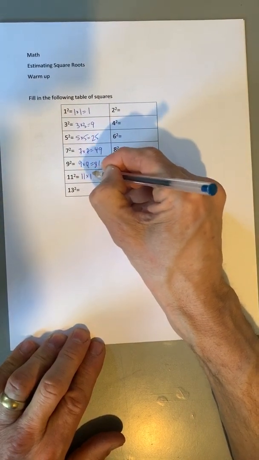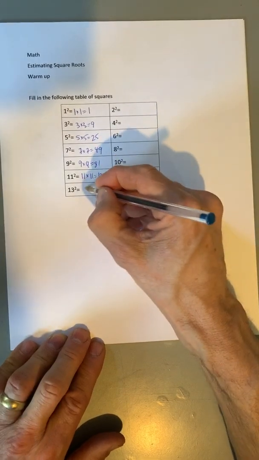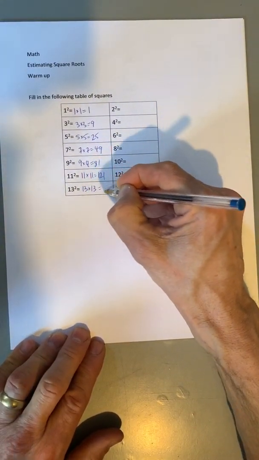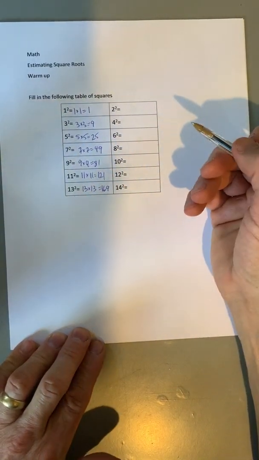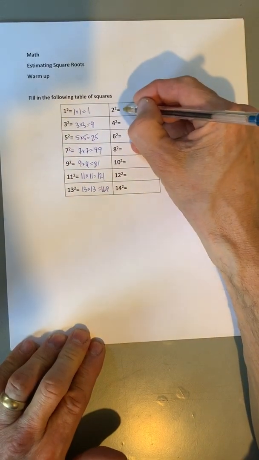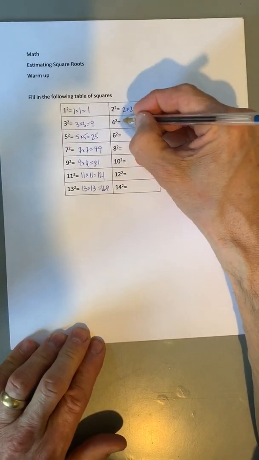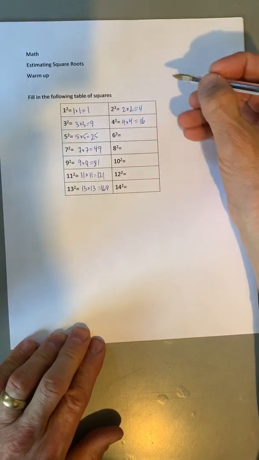11 times 11, they're getting big. 121. 13 times 13, I'm not sure if we did this last class, but it's this big number and you can impress your friends at parties. 13 squared, 169. Ooh. 2 squared, 2 times 2 is 4. 4 times 4 is 16.